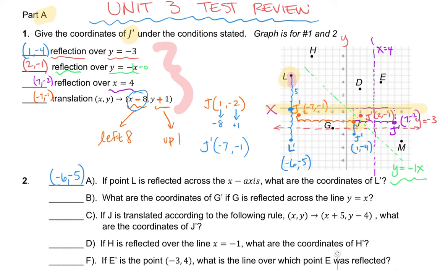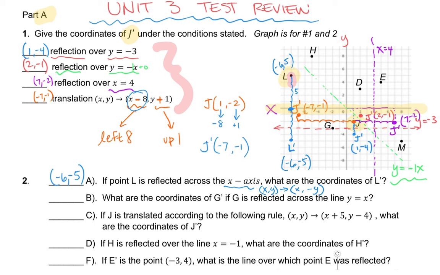I could have also done that by looking at the original coordinates of L, which were (-6, 5). I could have used the rule that if I'm flipping over the x-axis, you change the sign of the y. Whatever your coordinates are, the x stays the same, and the y changes to the opposite. So two ways to do it. You can use the graph, or you can use the rule, whatever floats your boat. The graph is messy, but it's always right.